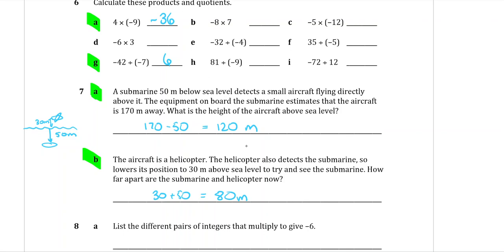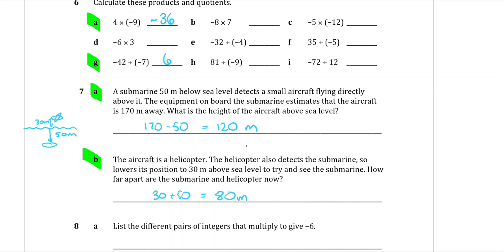Well, the one before, the whole length was 170. So I had to subtract off the 50 to find just between the water and the plane. Whereas this one, I have one height going above, one height going below. So for the total one, I would add them to get the two together. Yes, Justin.